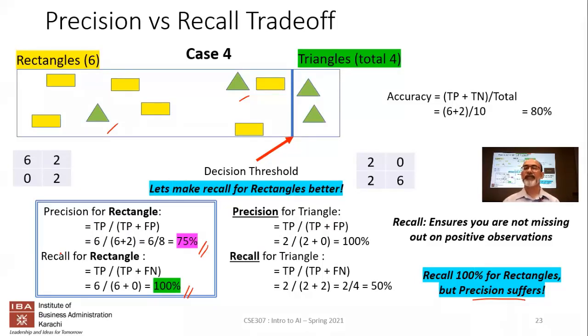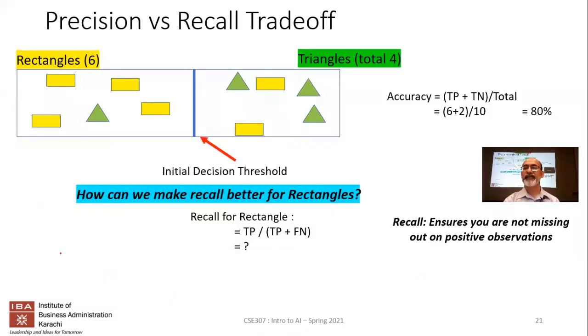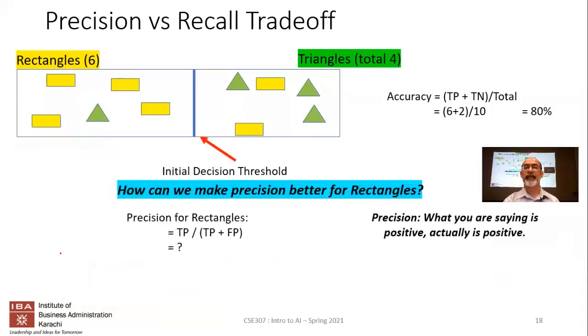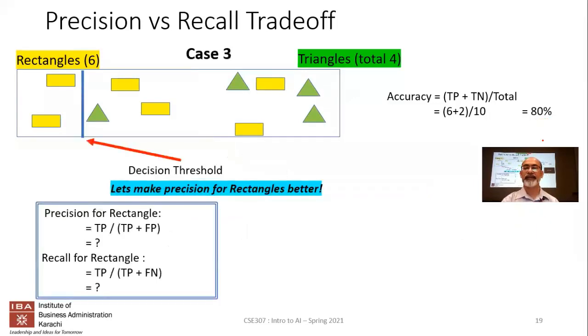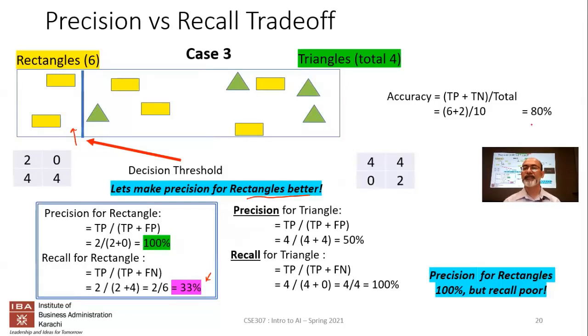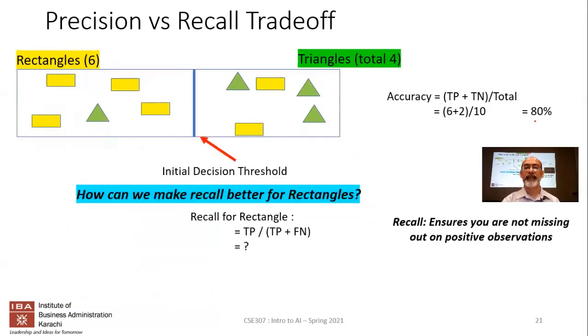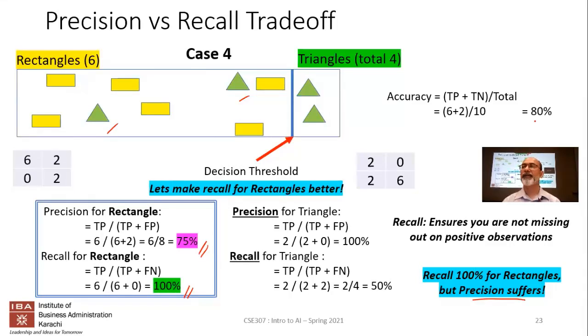Okay. So even though the accuracy is remaining the same, so if you look at the accuracy in all of these cases, so this was the basic starting point. The accuracy is still 80%, regardless of whether you put the decision threshold in the middle, or you move it to the left, or you move it to the right. Okay, you can see that the accuracy remains the same. Okay, but the other metrics are changing. The recall and the precision are changing.